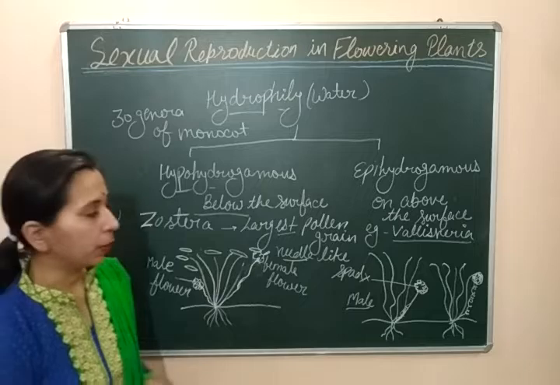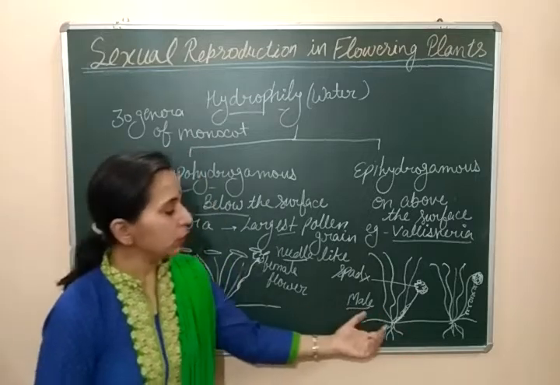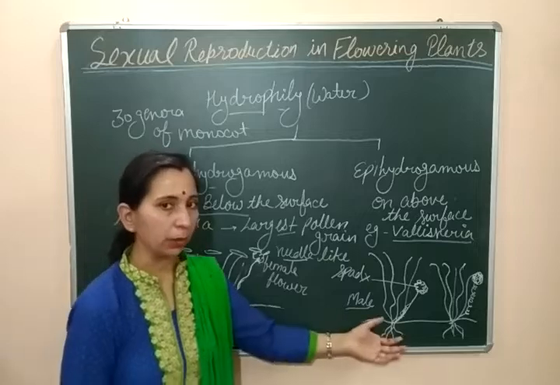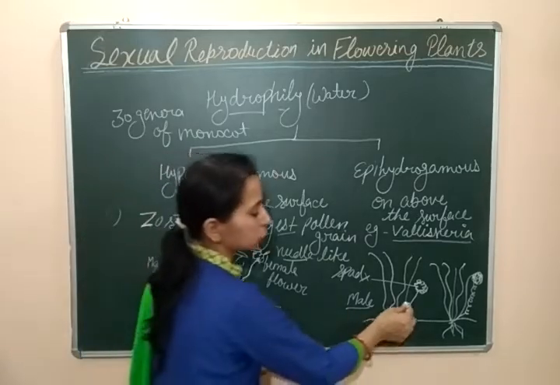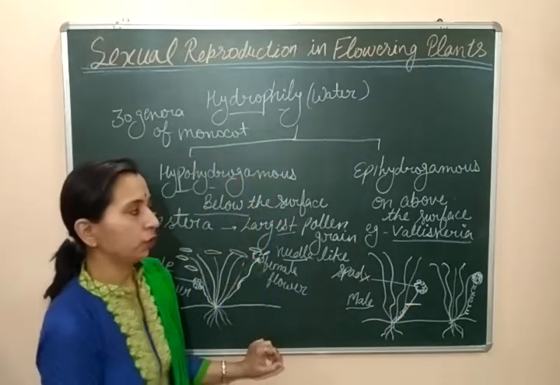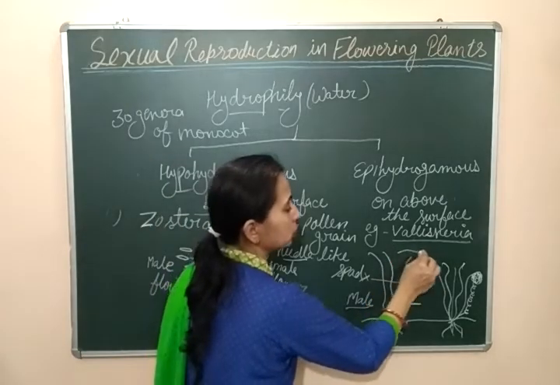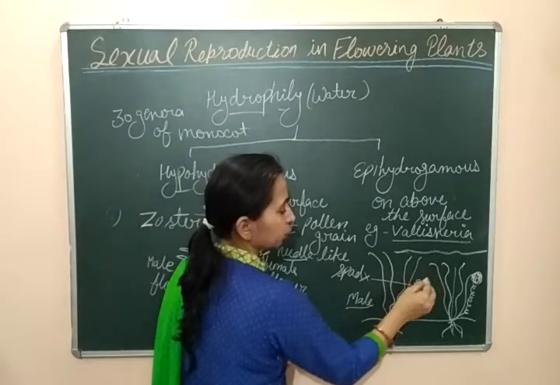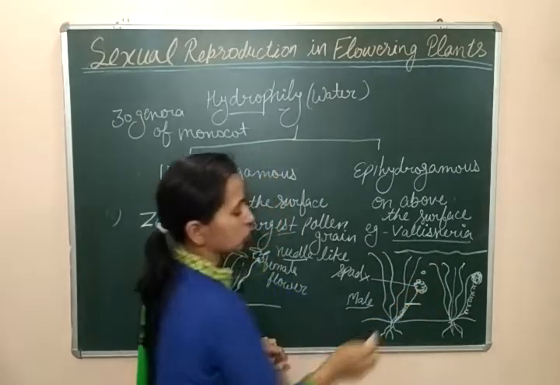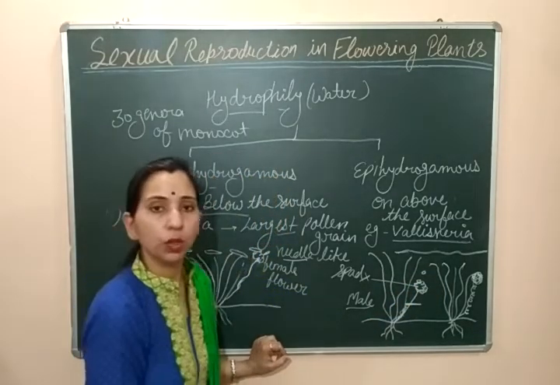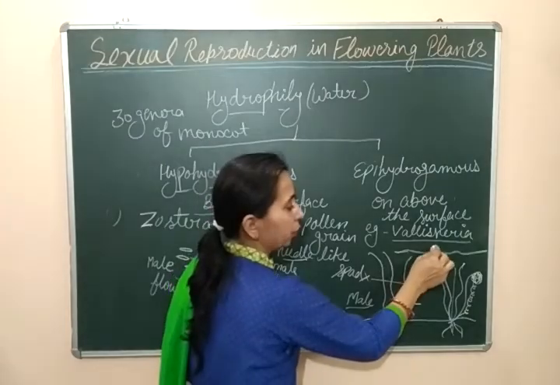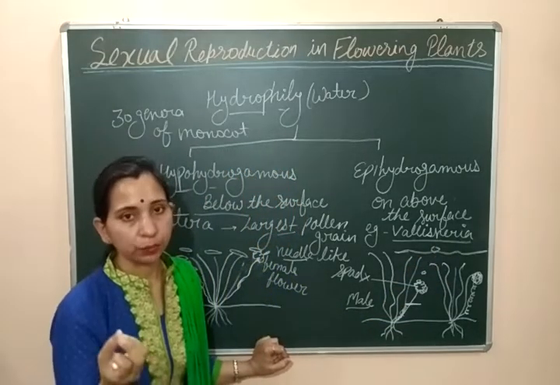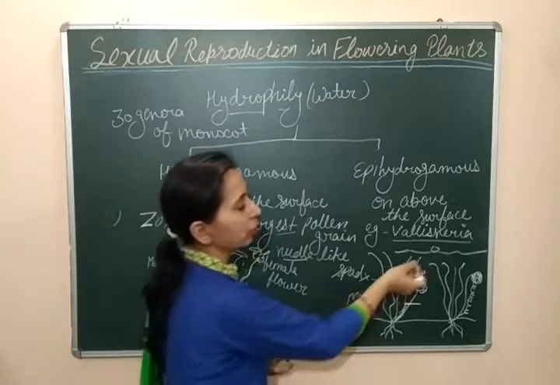Now let's see what happened. At maturity, when these female flowers grow and become mature, they detach from that part and reach the surface of the water. This is the water surface. They detach from that stalk and reach the water surface. When they reach the water surface, it comes with 3 perianth parts or 3 tepals. We can say here it has 3 tepals.